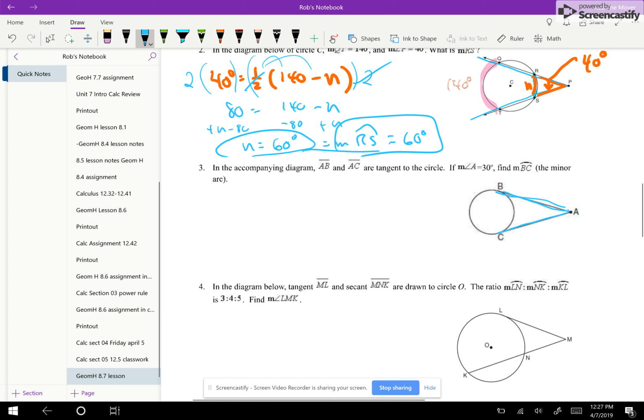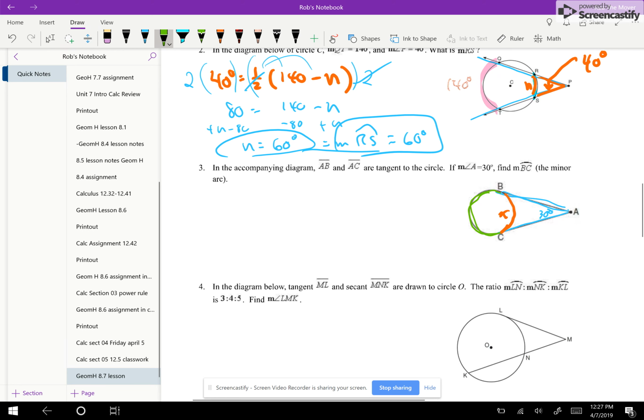And we're given that the measure of that angle is 30 degrees. And we're looking for the inner arc, which is BC. This inner arc here, let me call it X. Okay. So obviously these two arcs, the green arc and the orange arc that I marked, are related by an equation that they add up to 360.